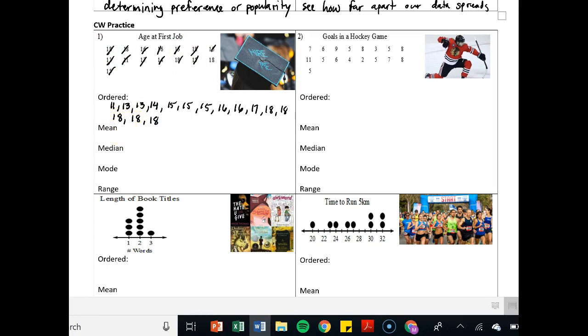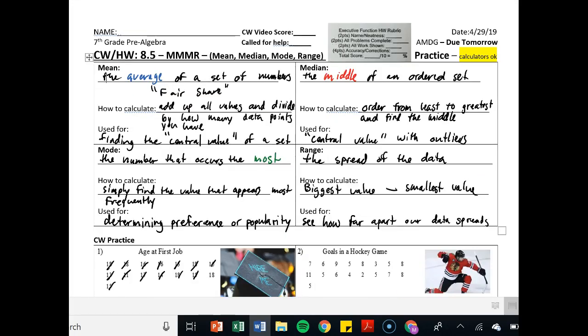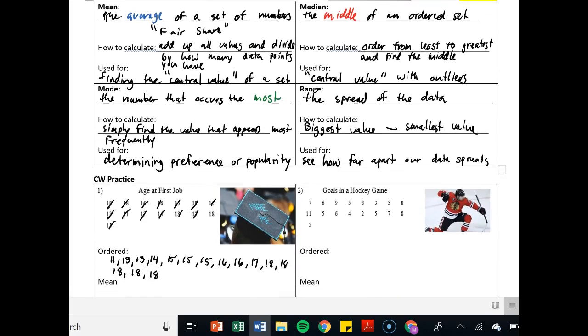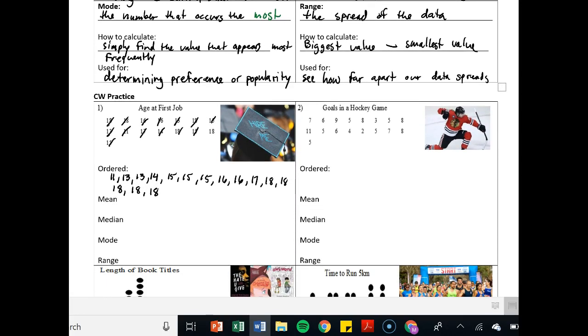All right, so let's find the mean. Remember, if you go back to the definition, it's the average, so you add all the values up and divide by how many you have. When I add everything up, if I've done it correctly and don't have clumsy thumbs, I get 235. I had 15 data points, so that's why I divide by 15. My answer is 15.666 repeated, so we'll round to 15.7 years.